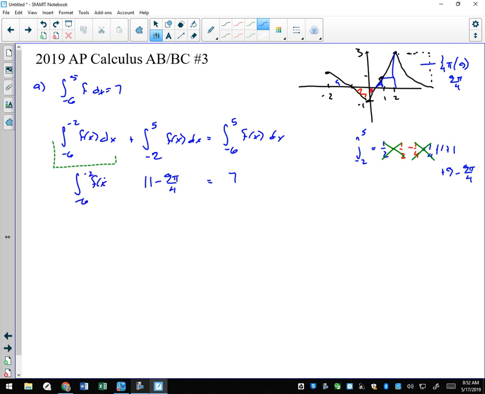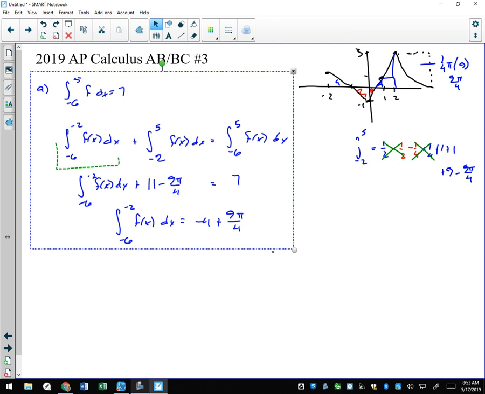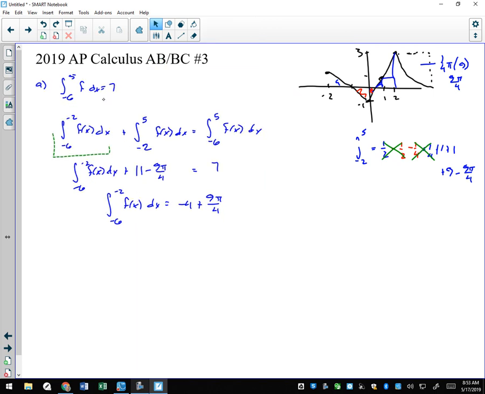Okay, the only annoying part of that is I had to hand draw the graph. So I end up subtracting everything over. I get the integral from -6 to -2 of f of x dx is going to be 7 minus 11, which is -4, plus 9 pi over 4, and I am done. I think I made that a lot worse than I should have. Maybe I should be working these problems before I start recording.